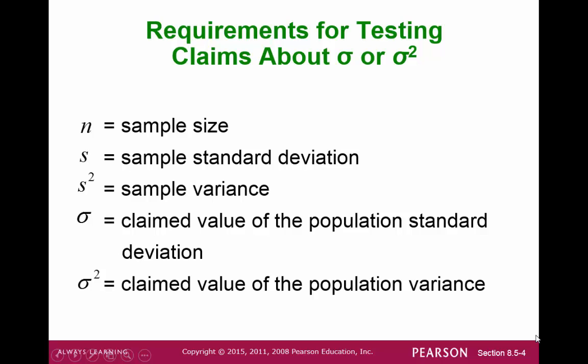Just to remind us of our notation, we have n as a sample size, s is a sample standard deviation, s squared is a sample variance, corresponding to sigma, the population standard deviation, and sigma squared, the population variance. Now the population standard deviation and variance are the ones that we're looking for, so they're going to have the value of the claim. We're going to make a claim about these parameters.